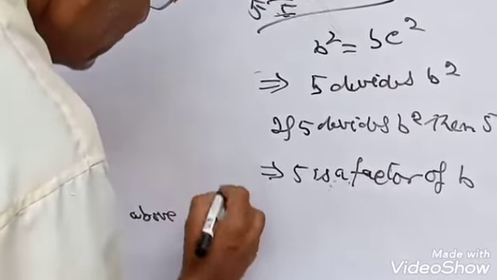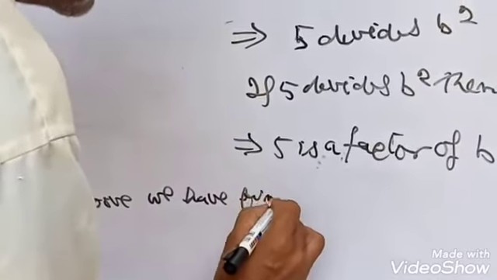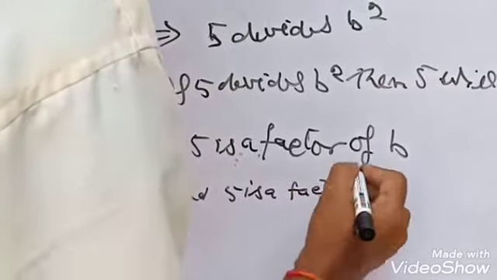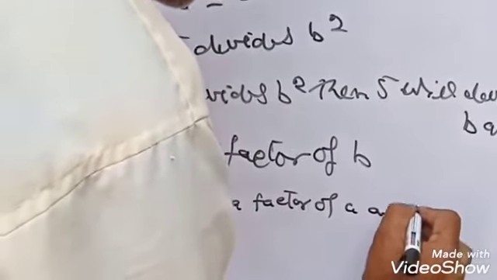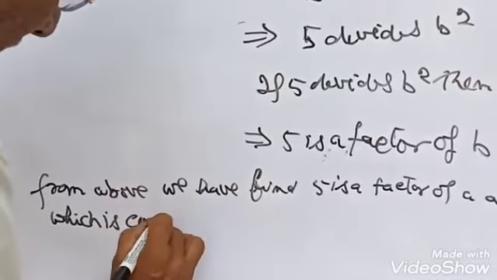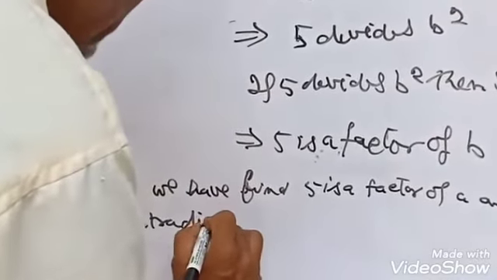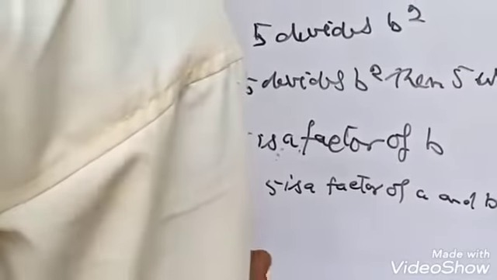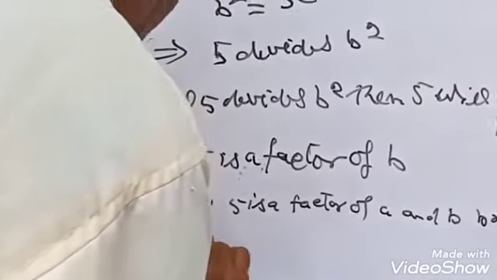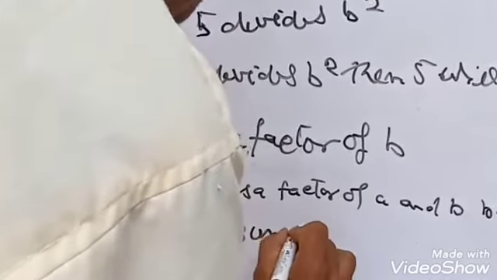Above we have found that 5 is a factor of a and b both, which is a contradiction. It contradicts the assumption that a by b is in simplest form.